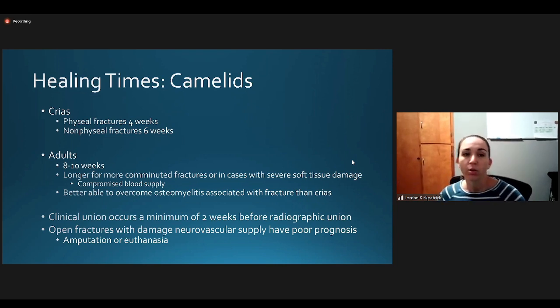And then, as with the other species, open fractures have a poorer prognosis than closed fractures, but the plus side with the camelids and the sheep and goats, because they're smaller, amputation is actually an option for them, which is not for full-size cattle. And there are a couple of people who do amputations in horses, but that's a whole other thing to talk about.